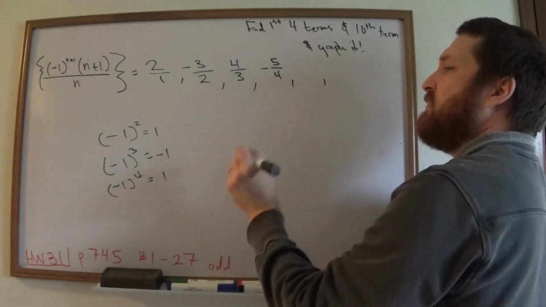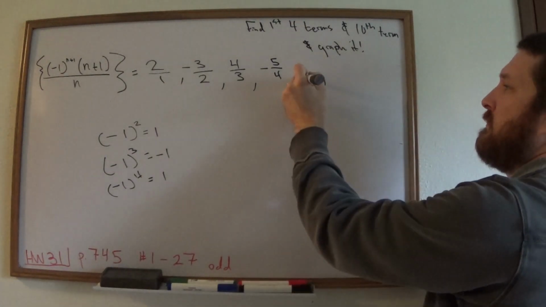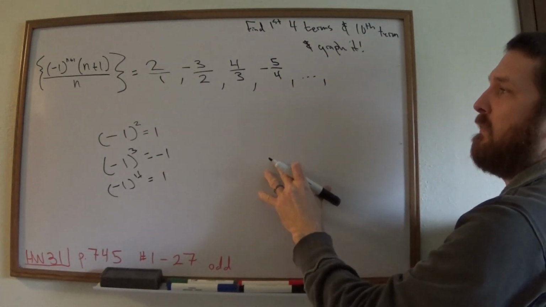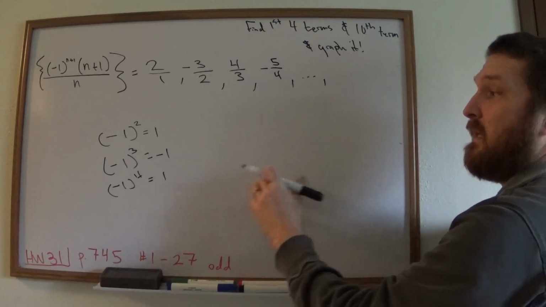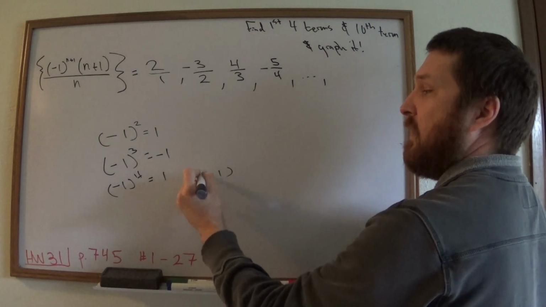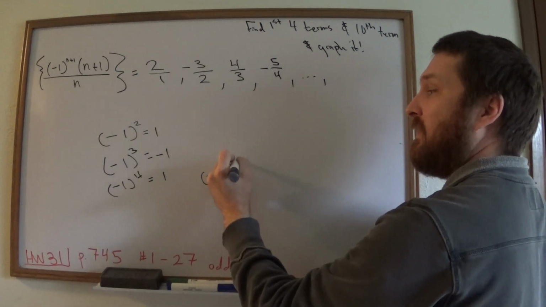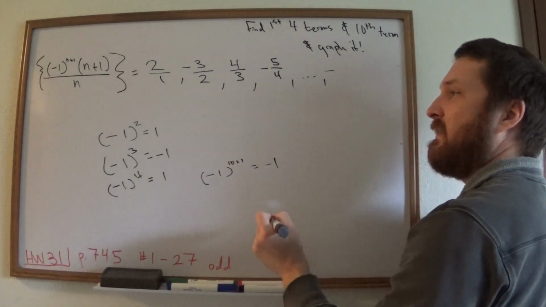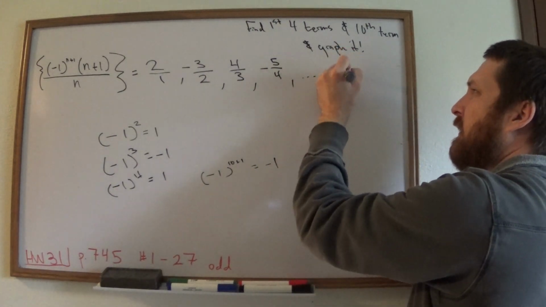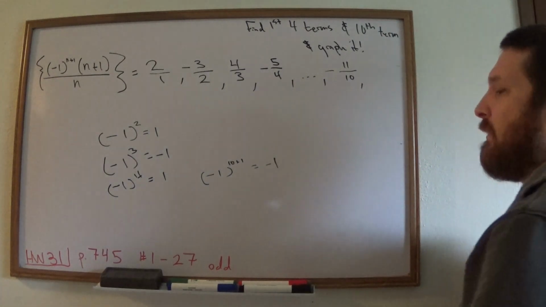And so, okay, now let's do the 10th one, because that's what it says to do. Find the 10th one. So it's negative 11 over what? Is it negative or positive? It's negative, because 10 plus 1 is odd, which means negative, so we know it's negative. And then it's what over what? 11 over 10. There you go. Now we're graphing it.